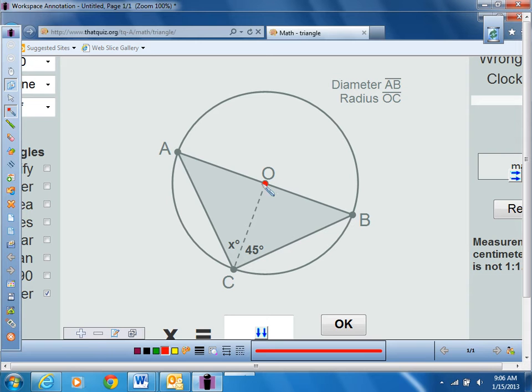and that's something I didn't see a lot of you all do. You didn't label the center. So what you want to do is you want to say, all right, I know OA, I know OB, and then I know OC. Those are my radii, right?